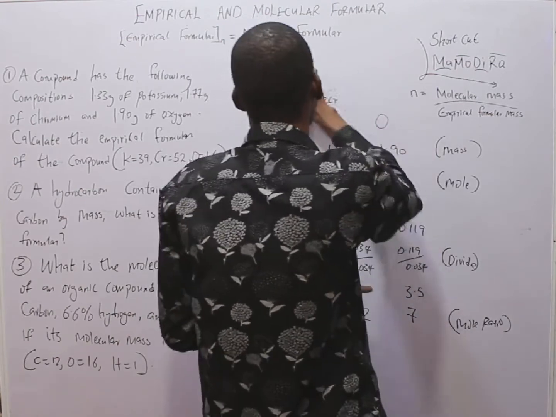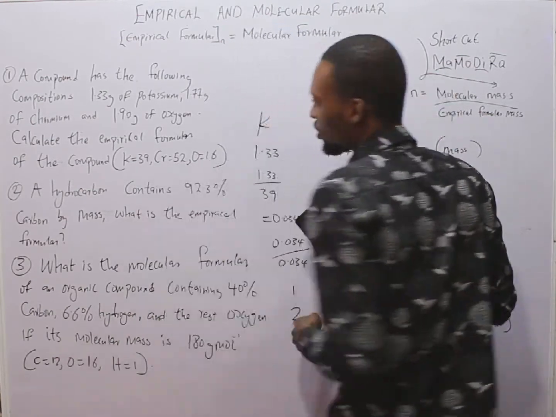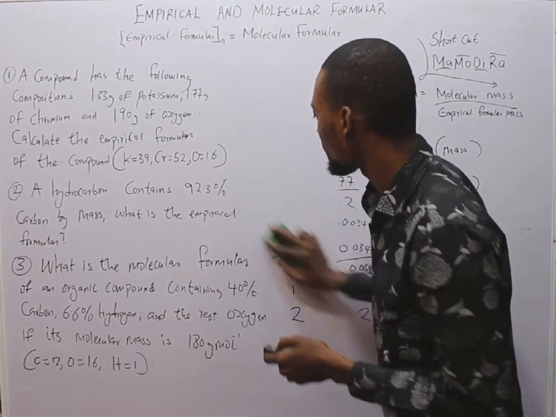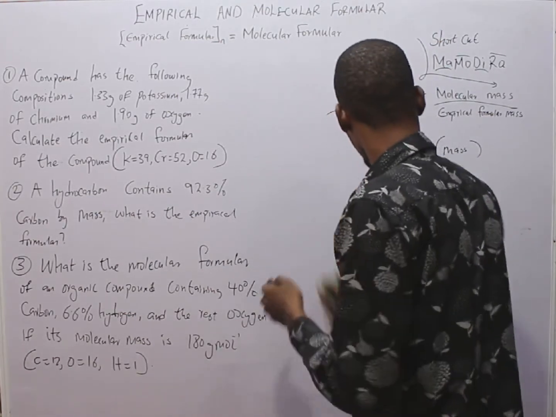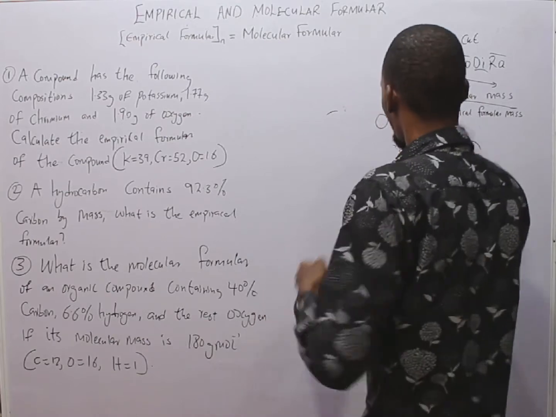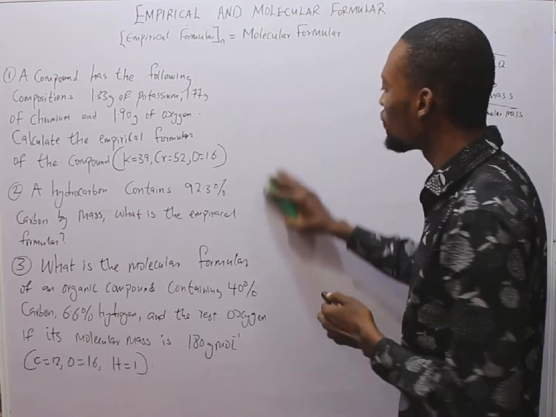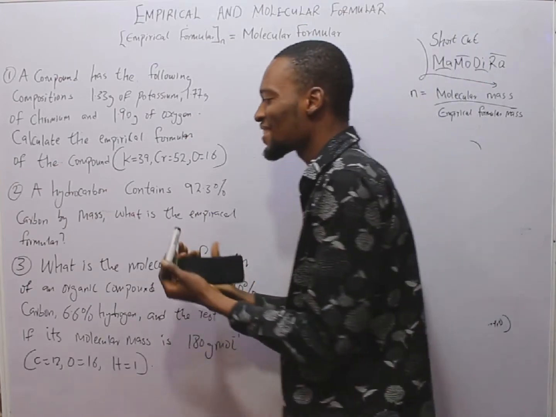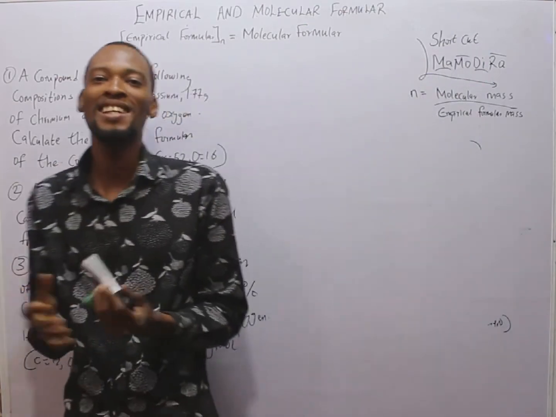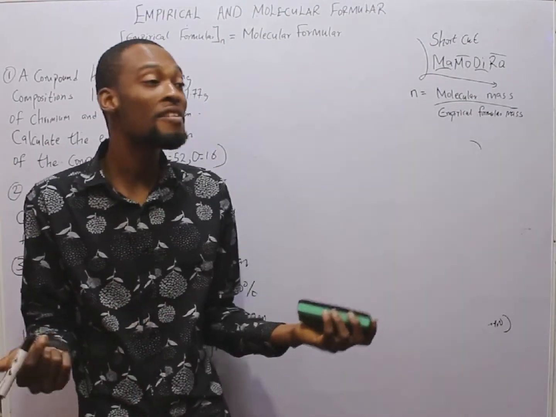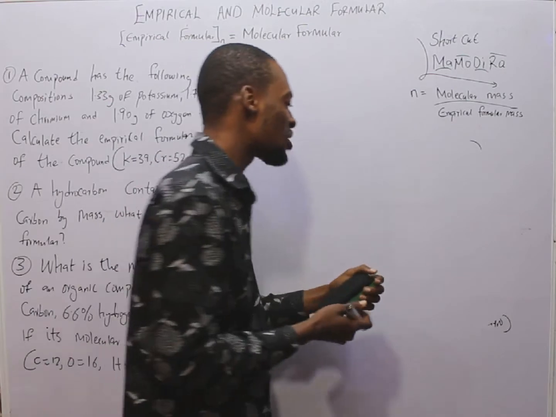Now what next? The next question says that a hydrocarbon contains 92.3% carbon by mass. What is the empirical formula? As simple as this question is, it has given us all the details we need to solve it. Everything. It says a hydrocarbon.